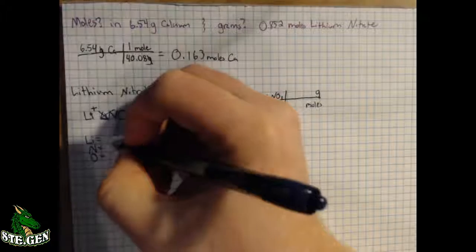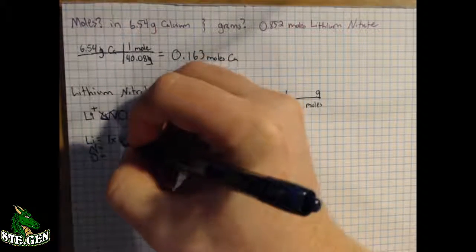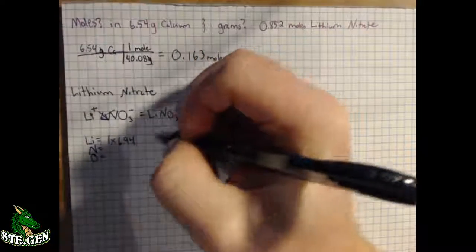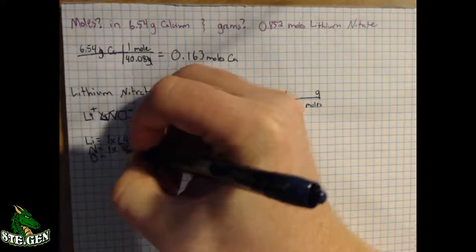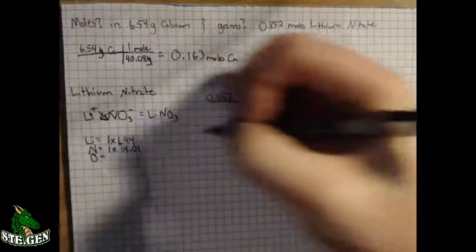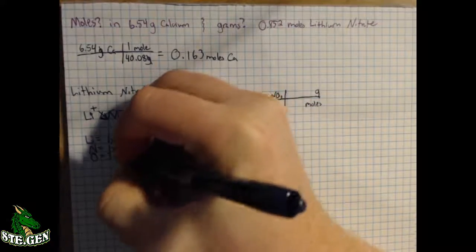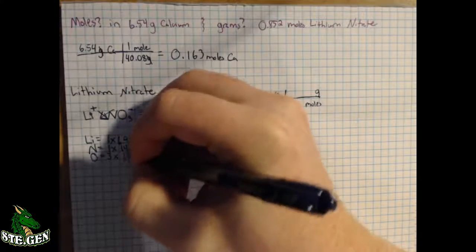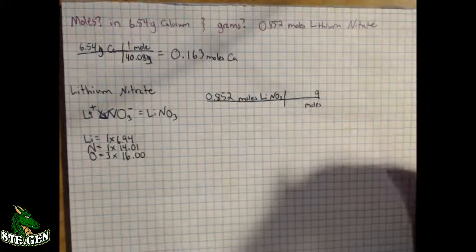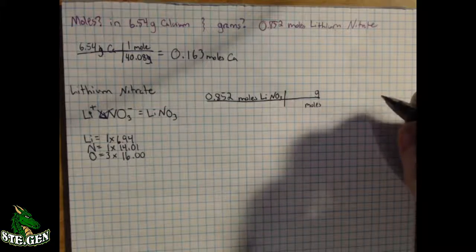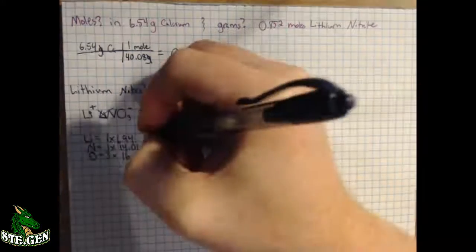Li, on the periodic table, there is 1 of them, and it has a mass of 6.94. N, there is 1 of, and it has a mass of 14.01. And then O, there are 3 of them, and it has a mass of 16.00. It's like 15.99999, but on the periodic table I gave you, I just rounded it to 16.